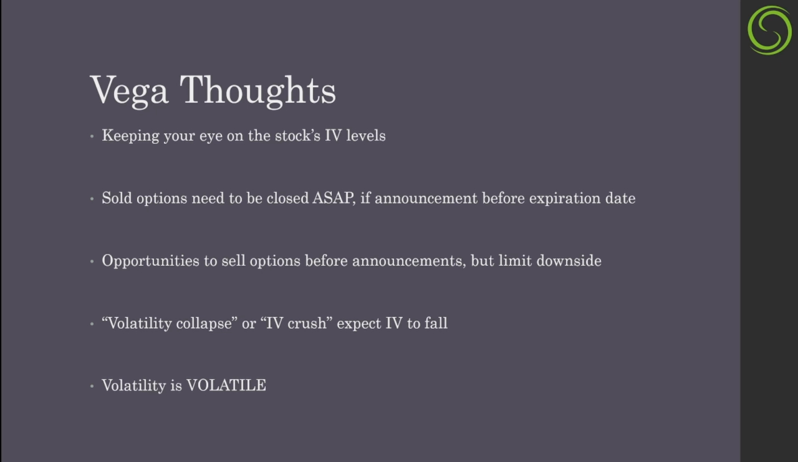But there are a great many opportunities to sell options before such events. But you need to limit losses with protection, just in case things get a little crazy. You will hear about scenarios like volatility collapse or IV crush, and these are just referring to an expectation of implied volatility falling. And just remember, this is volatility. Sometimes it gets a little volatile.